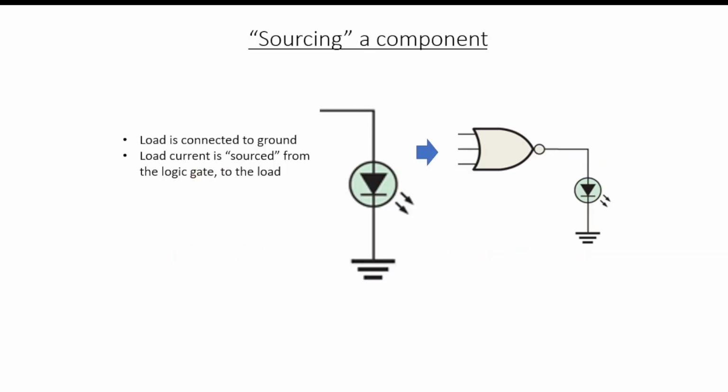In a sourcing system, this is the one that we are most used to. This is a NOR gate. We've got a negation on the output side of the OR gate. The load is connected to ground and to the output. That means load current is sourced from the logic gate to the load.